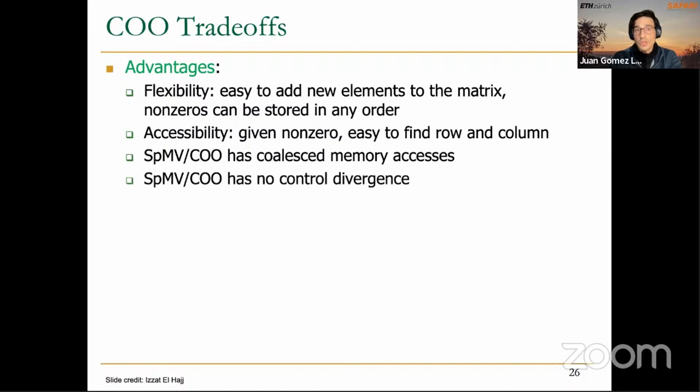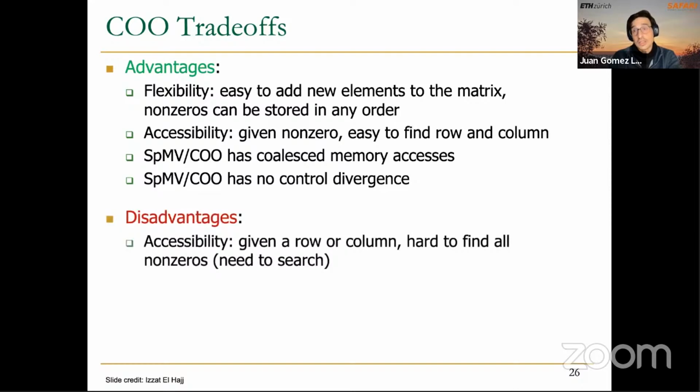Another good thing is that there is no control divergence. If we have two threads in the same warp, each operating on a different element of the matrix, they can execute at the same time. The only problem is that we need to use atomic operations, and that is where we are going to have serialization. And actually, that's one of the disadvantages.